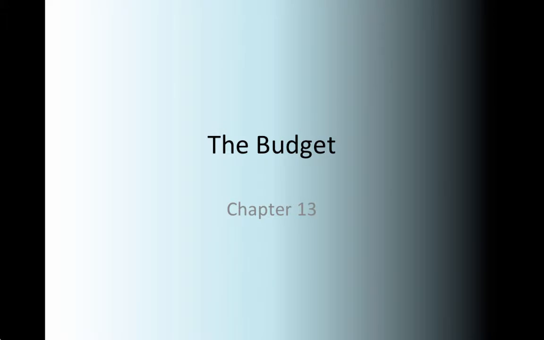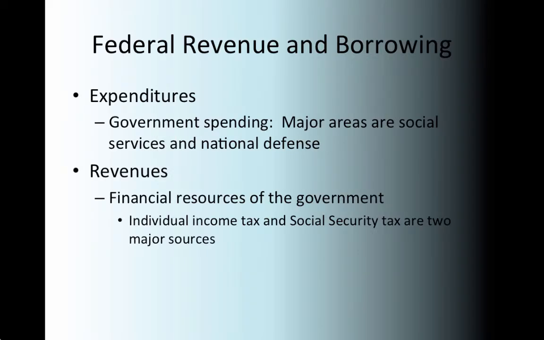All right, so let's talk about the federal budget. So exciting. Okay, so when we talk about the federal budget, we need to look at both sides of the coin, pun intended, both the federal revenue and borrowing. And so what that means is federal expenditures is going to be how the government spends its money.